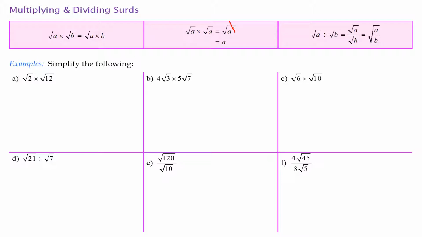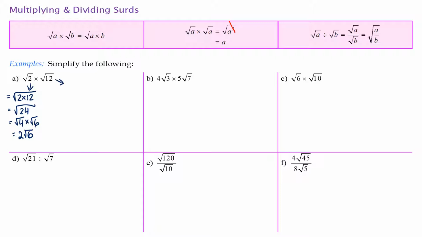So if we look at the first one here, square root of 2 times the square root of 12, there are two options. First option, I can just go square root of 2 times 12, which is the square root of 24, but I would then have to simplify it. So I know 4 times 6 is 24, so square root of 4 times the square root of 6, which would be 2 root 6.